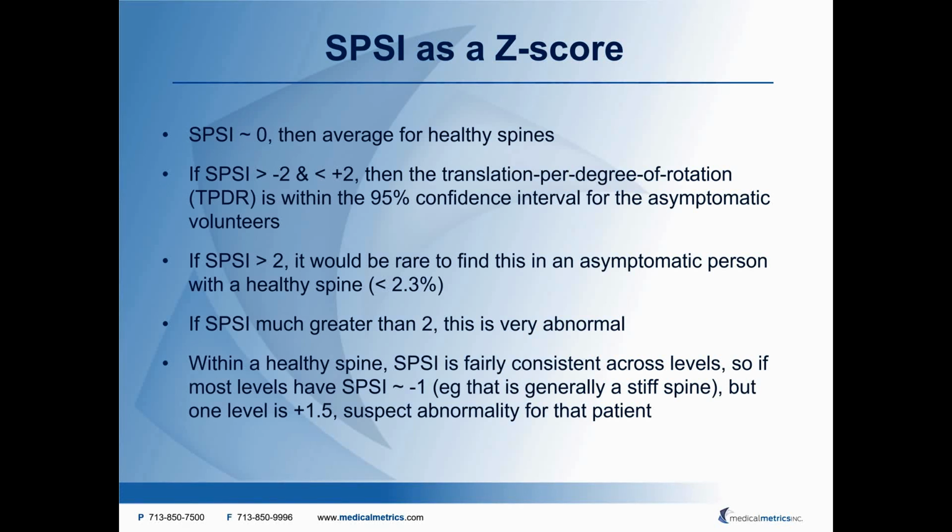Within a healthy spine of a single individual, SPSI is fairly consistent across levels. So, if most levels have SPSI that is approximately -1, indicating that the person's spine is generally on the stiffer side of normal, but one level has a SPSI that is +1.5, then it is reasonable to suspect that the high SPSI level is abnormal for that patient.